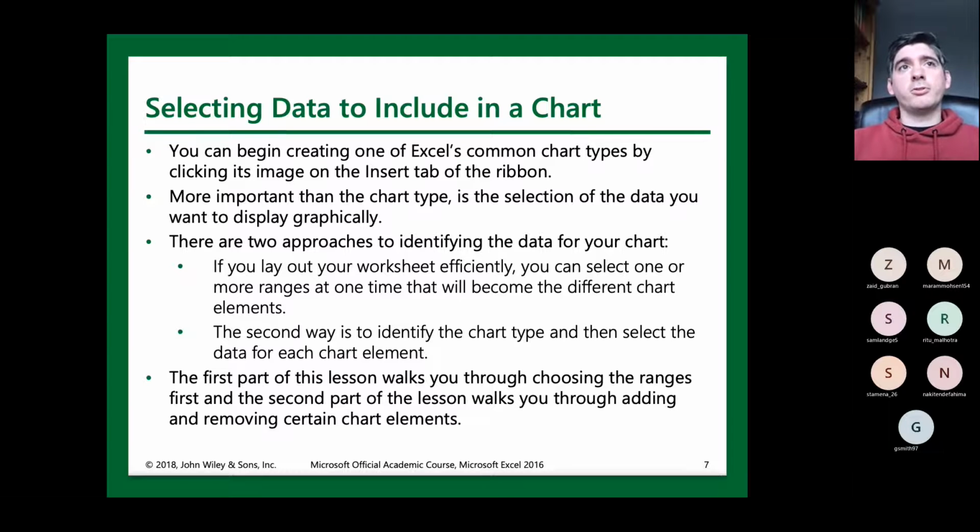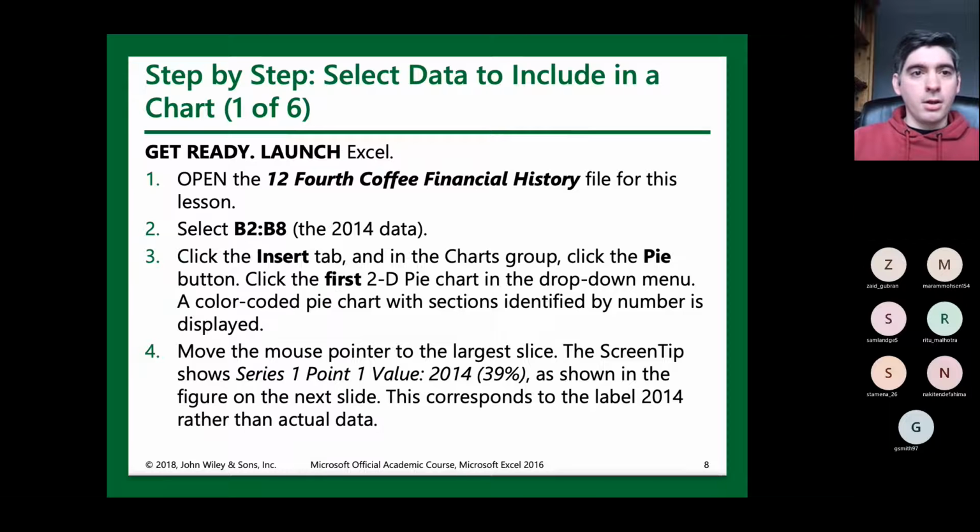So there are two approaches to identifying the data for your chart. If you lay out your worksheet properly, then you can select one or more ranges of data. The second way is to identify the chart type and then choose the data. I'm going to show the slides for this bit, and then for the other activities, I'll pause, let you go away and do those with the sheet that it asks you, and then we'll come back together and move on to the next section. Okay, just a bit more interactive.